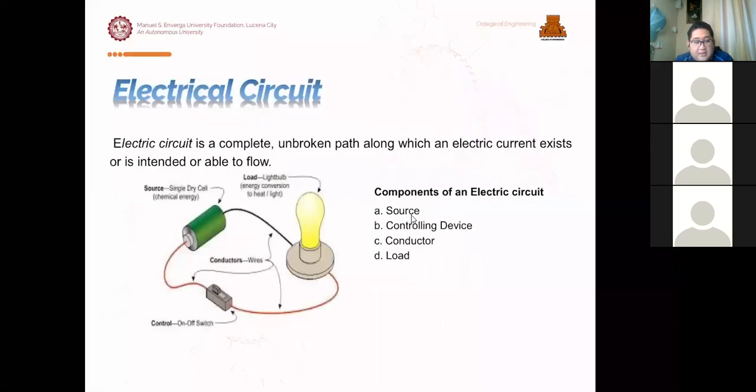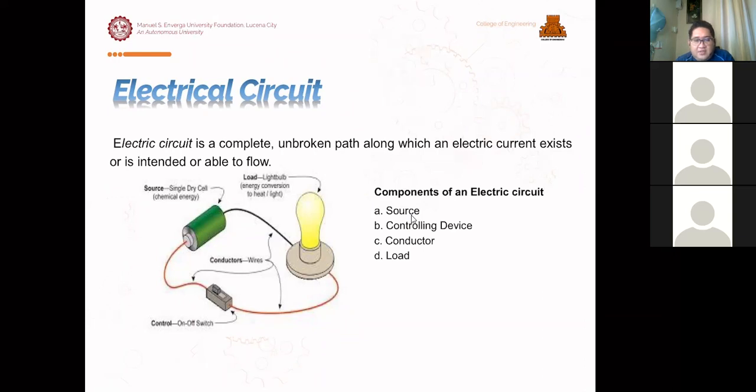Then, let's go back to the electrical circuit. A system is called an electrical circuit if it has the following components: source, controlling device, conductor, and load. What is the source? The source is the source of charge, of energy. Here, it is the battery, a single dry cell. That is our source.